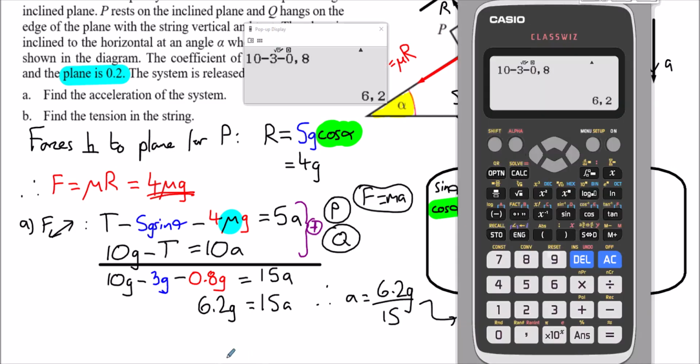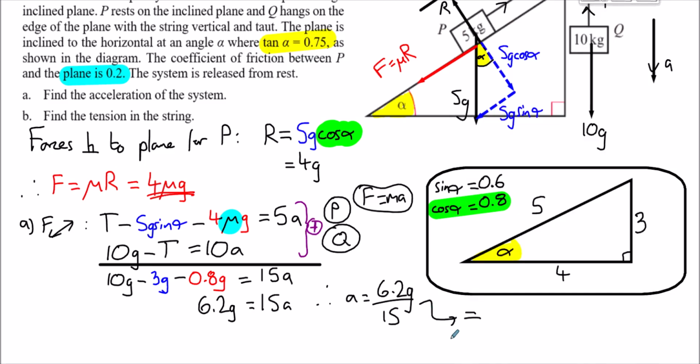So finally, we sub in what g is. g is 9.8, so 6.2 multiplied by 9.8, all divided by 15. That's going to give us, to three significant figures, 4.05. So the acceleration is 4.05 meters per second squared.